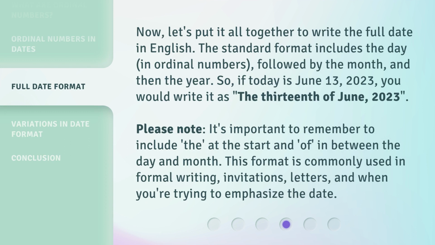Now, let's put it all together to write the full date in English. The standard format includes the day, in ordinal numbers, followed by the month, and then the year. So, if today is June 13th, 2023, you would write it as the 13th of June, 2023.